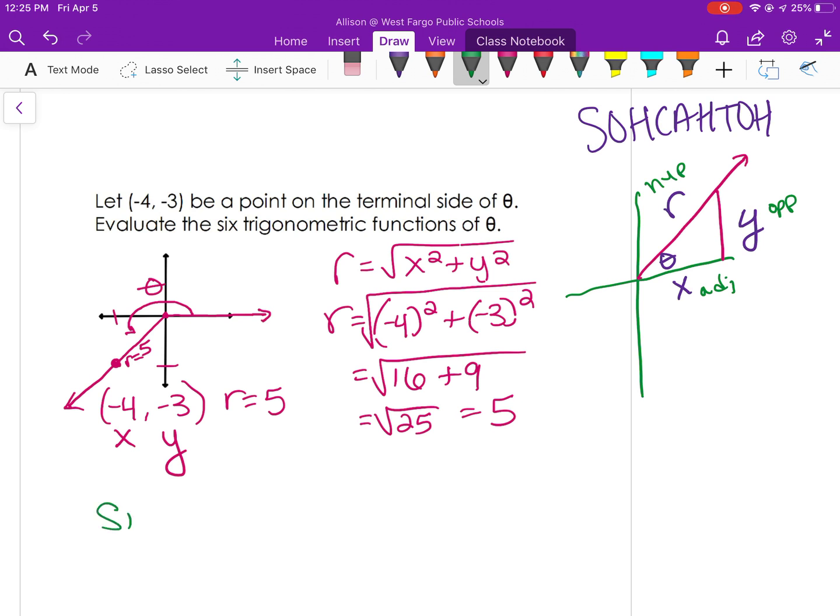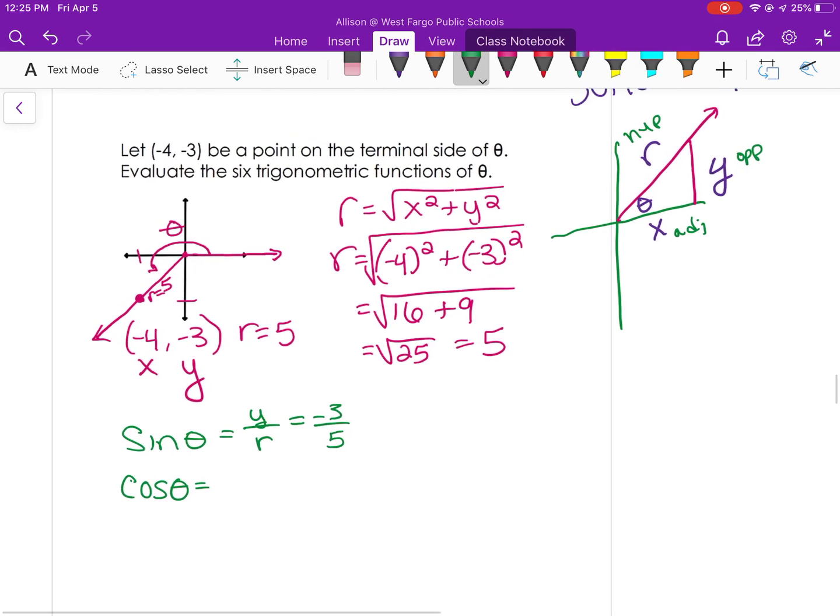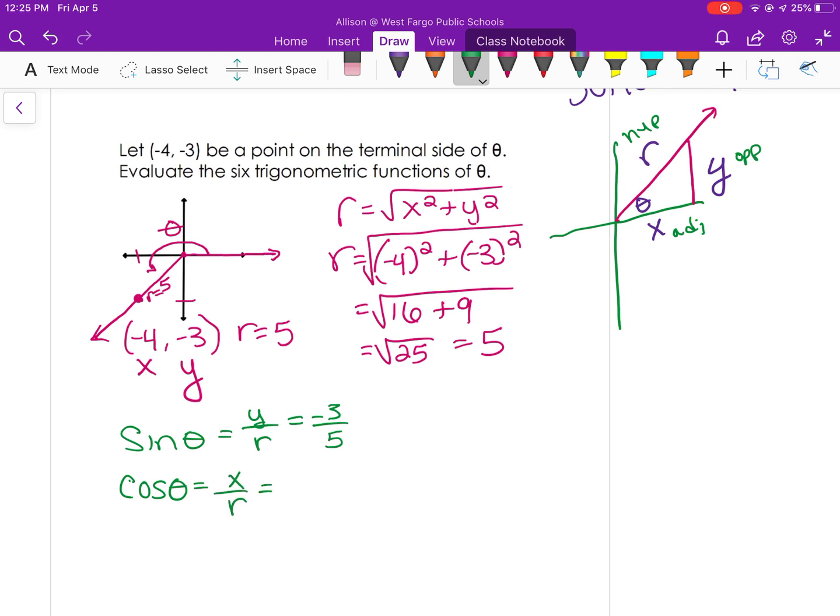And so sine of theta, this angle that I drew in my original drawing, will be opposite over hypotenuse, so it's going to be y over r. So using my y, it will be -3 over 5. Cosine of theta is going to be adjacent over hypotenuse, so x over r. So using my x, y point and r, it will be -4 over 5. And tangent of theta will be opposite over adjacent. And so I'm going to end up with -3 over -4, which is going to be +3/4.